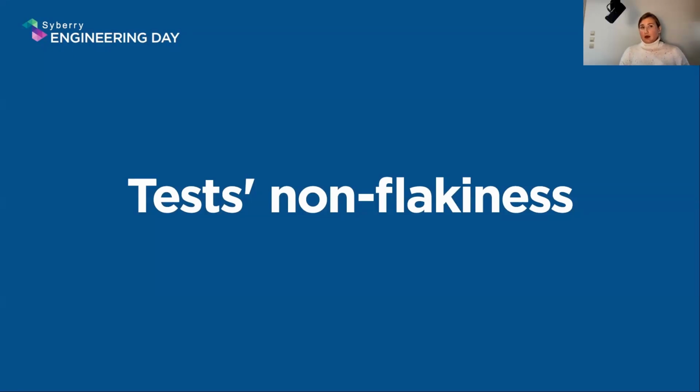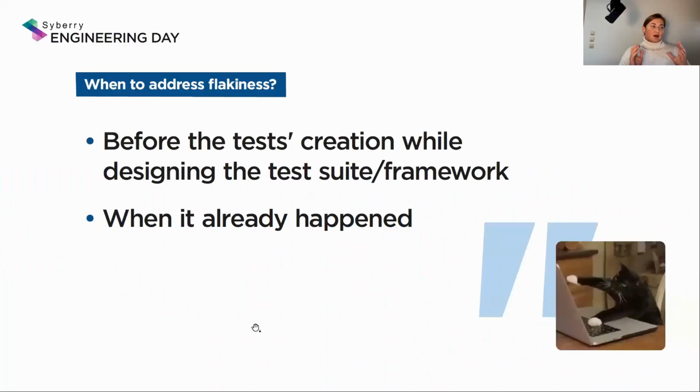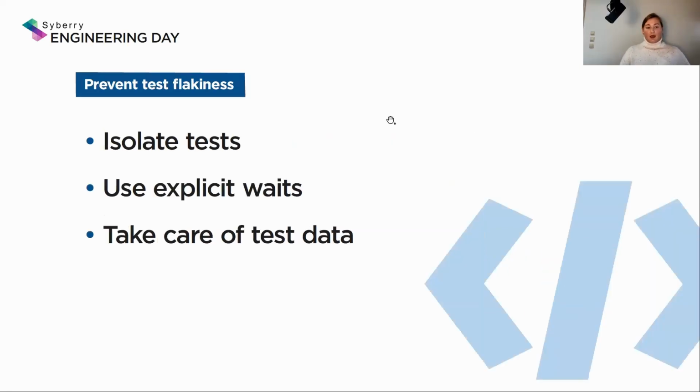And how can we actually address flakiness? We can do it in two ways. The first one, we can find it before the actual test creation, while we design the test suite or framework. And another one is when it already happened, when we have a case when some of our tests fail, for example. Let's start with preventive options. So what recommendations, what tips do we have here?